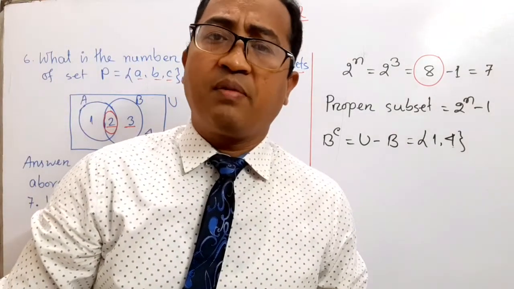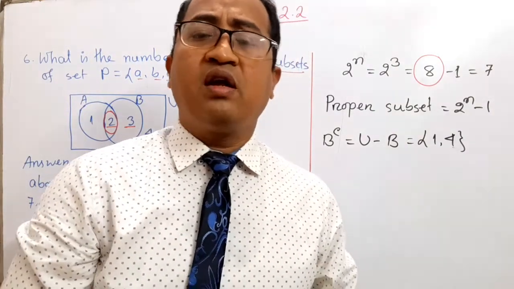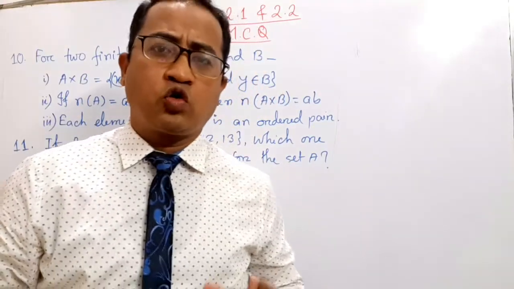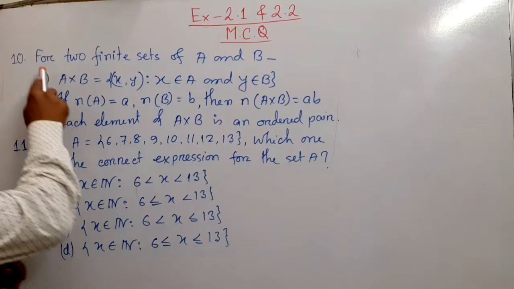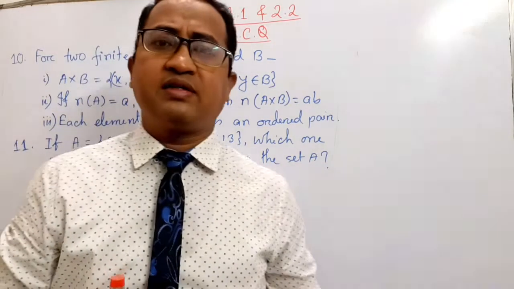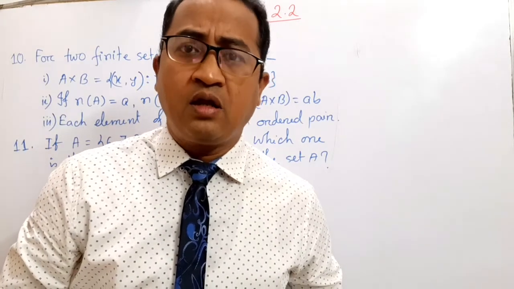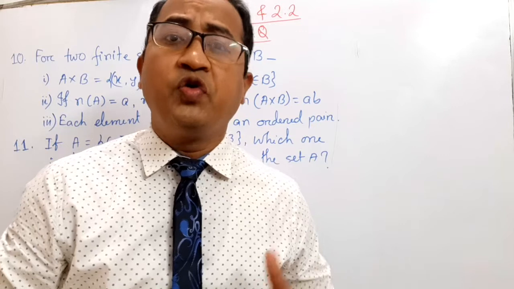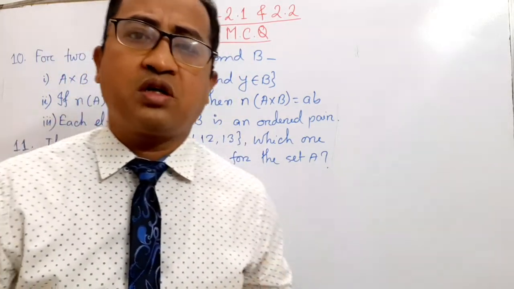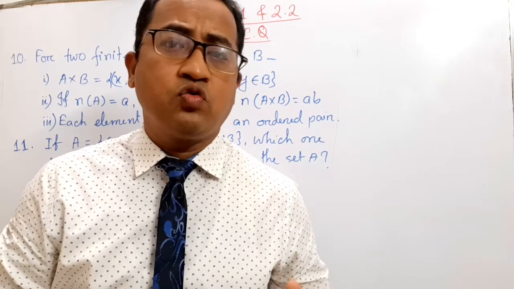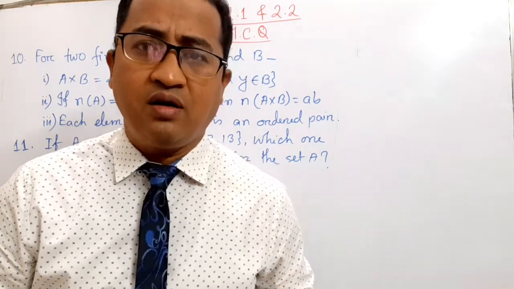So by observing the Venn diagram, we can find any calculation very easily. Now question number 10, look at the board. Two finite sets A and B are given. Now, using this, three pieces of information are given. We will check which information is correct. It may be one of them, it may be two, or all of them are correct.